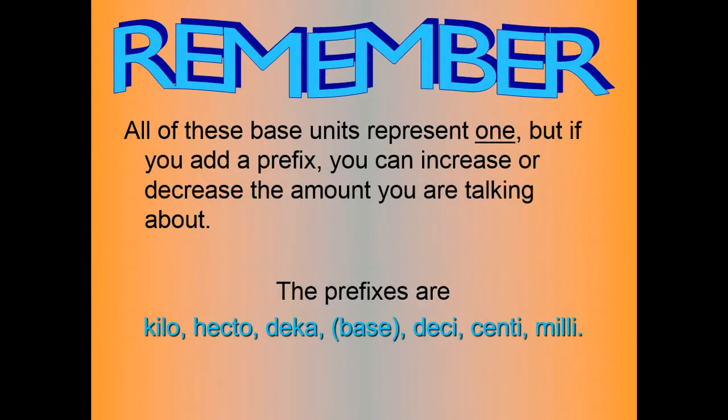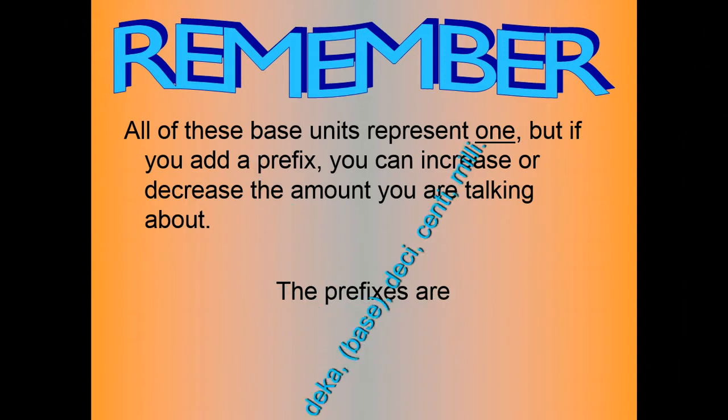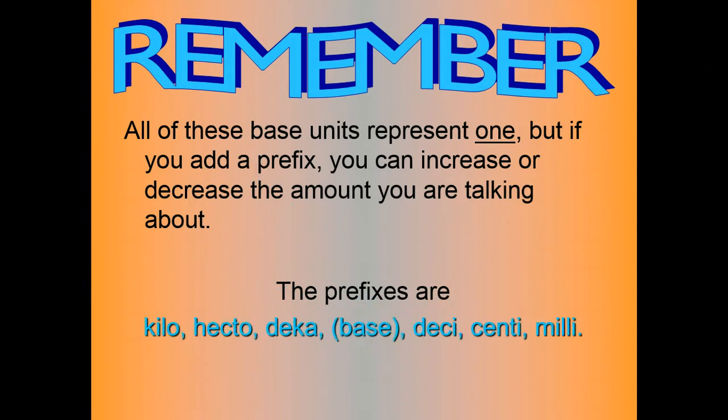Remember, all of these base units represent one, but we learned that if you add a prefix, you can automatically increase or decrease the amount you're talking about. Those prefixes again are kilo, hecto, deca, and then we have the area for our base unit, and smaller than 1 would be deci, centi, and milli.